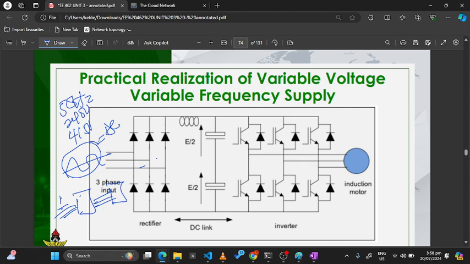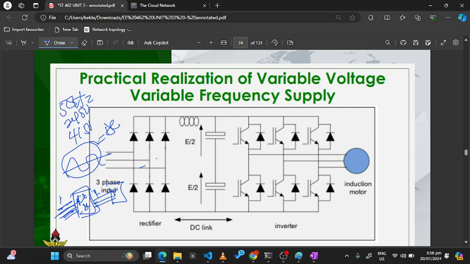A variable voltage and a variable what? Frequency. And that's the only way you can do it. So first of all, you connect your three phase to what? The rectifier. Then this rectifier is going to rectify the voltage into what? DC. Okay. Then this DC voltage is fed to what?